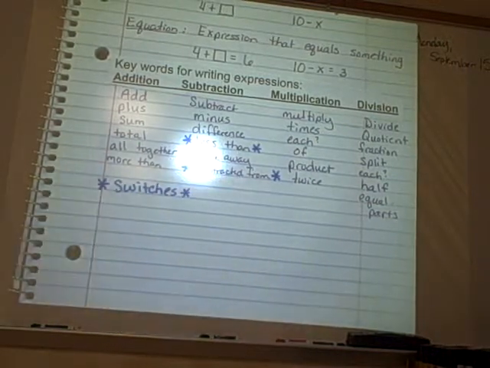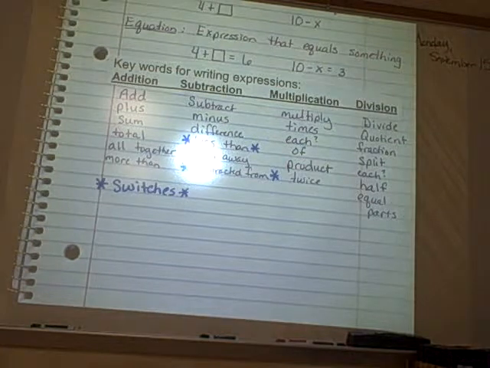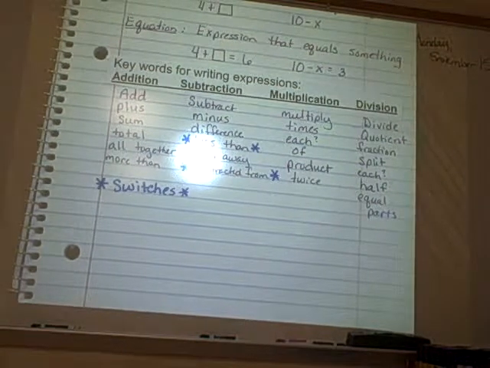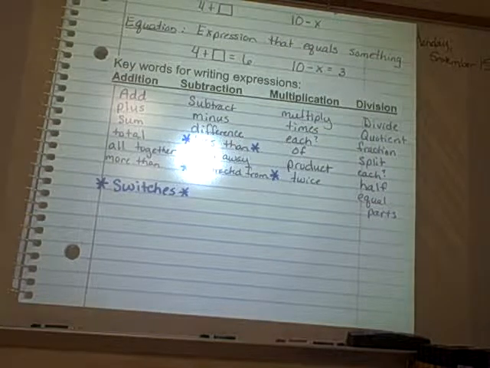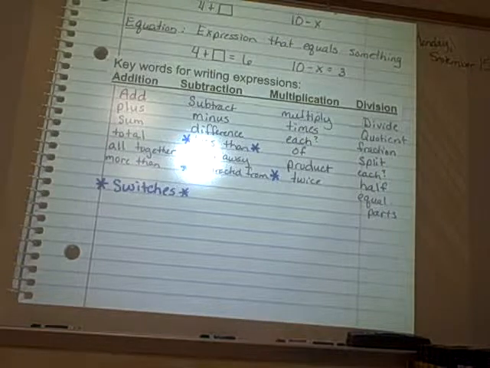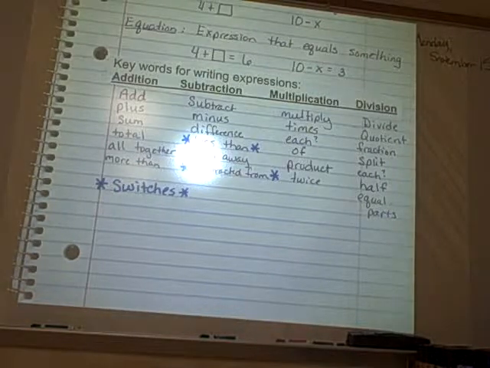These are what I call switches. Not the kind of switches that your grandma used to get off the tree, but a different kind of switch. The reason I call them switches is because when you see them in a word problem, you've got to switch the two numbers the opposite of what they gave them to you.